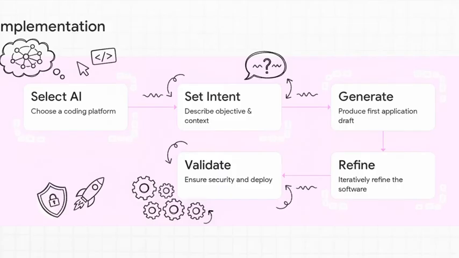Okay, let's dive into this and look at how it works in practice. IBM has actually laid out this brilliantly crisp 5-step framework for implementing vibe coding. First, you select an AI coding platform. Think Cursor or Claude Code. Second, you clearly describe your intent in context. Third, you let the AI generate the initial draft. Fourth, you iteratively refine the software. And finally, step 5, you rigorously validate and secure it.